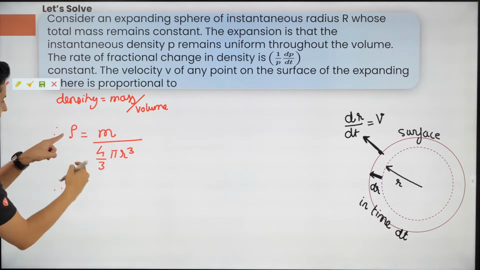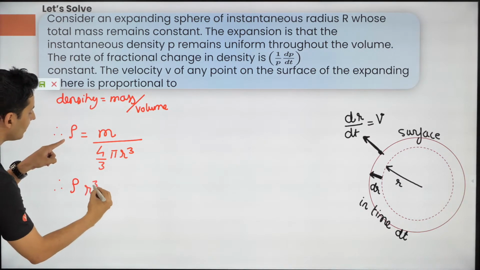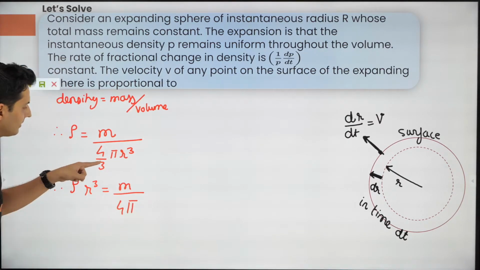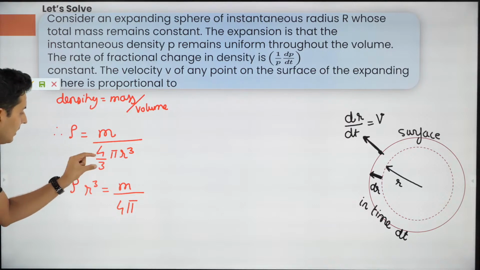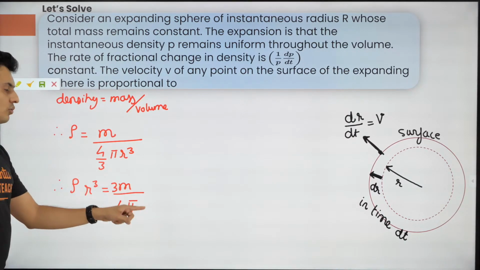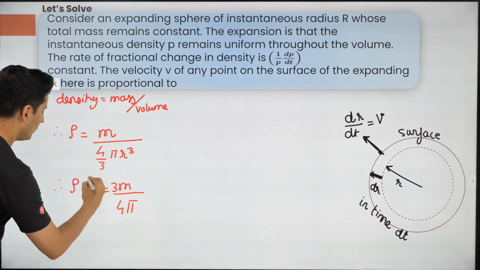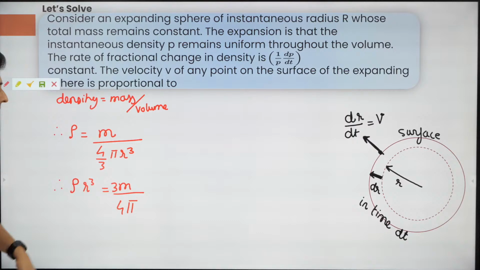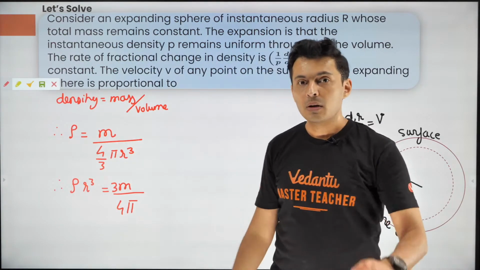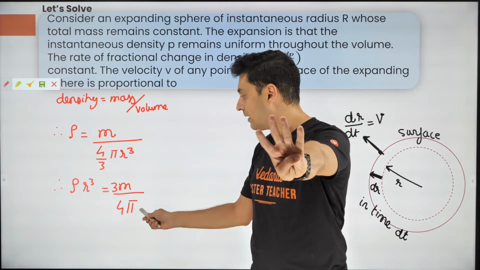So I'm going to get rho, and let's take this r cube over here. m is as it is, 4 and pi are as it is. Remember, r cube is taken there. That 3 is going to shift up. That's what it's going to look like. This is what I'm going to get. Now the reason why I did it this way is because I wanted all the constant terms on one side. Who are the constants? 3 is a constant, m is a constant, 4 is a constant, pi is a constant.